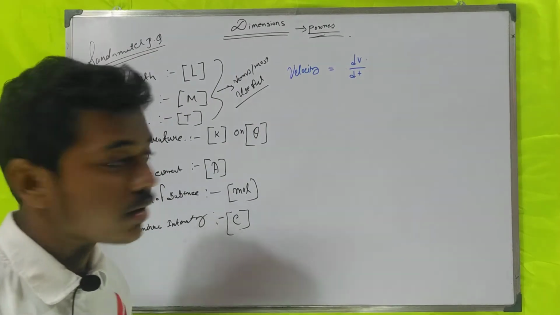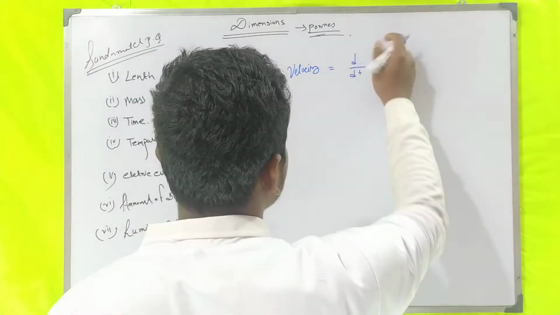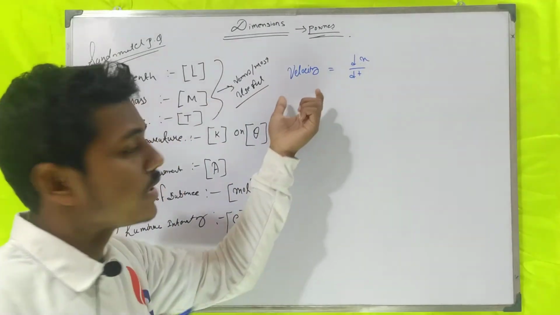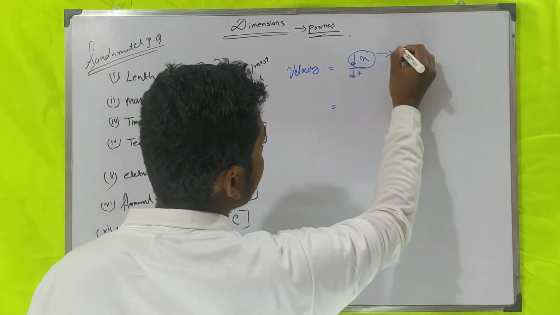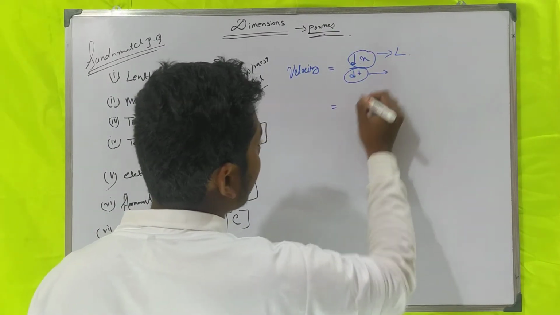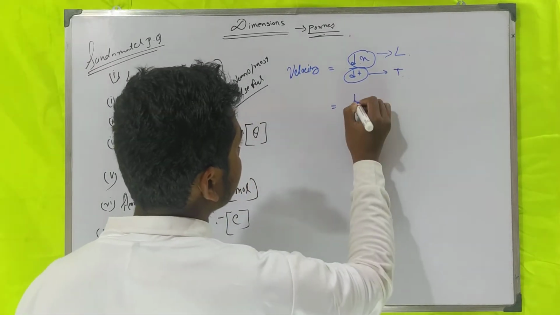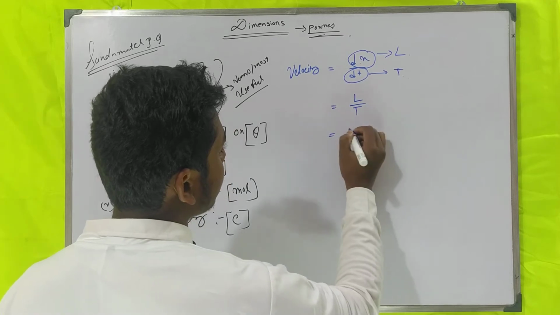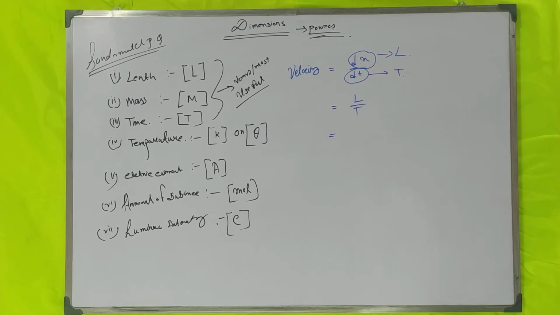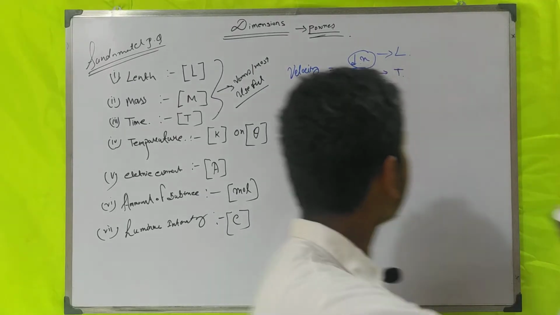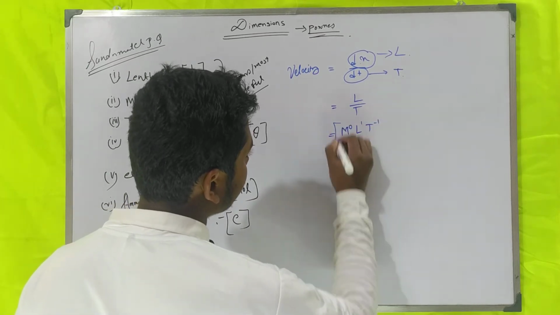dv by dt, displacement by time. Sorry, dx by dt. That is the velocity. So what is the dx? Length, and time means T. So the velocity dimension you can find as M^0 L^1 T^-1.